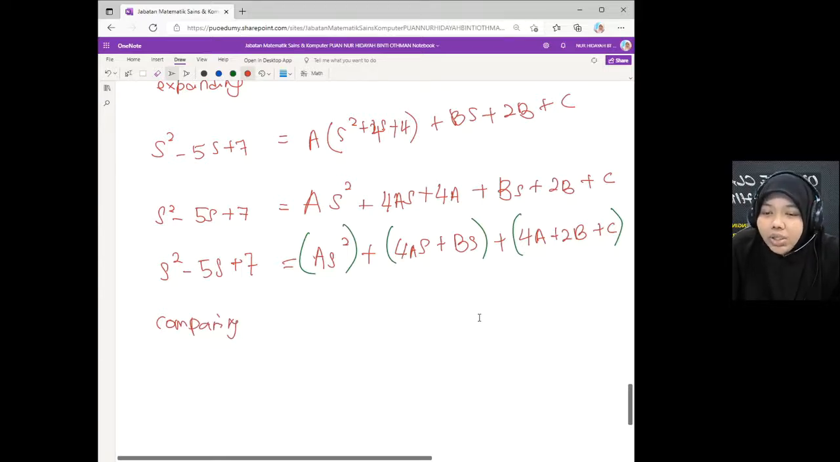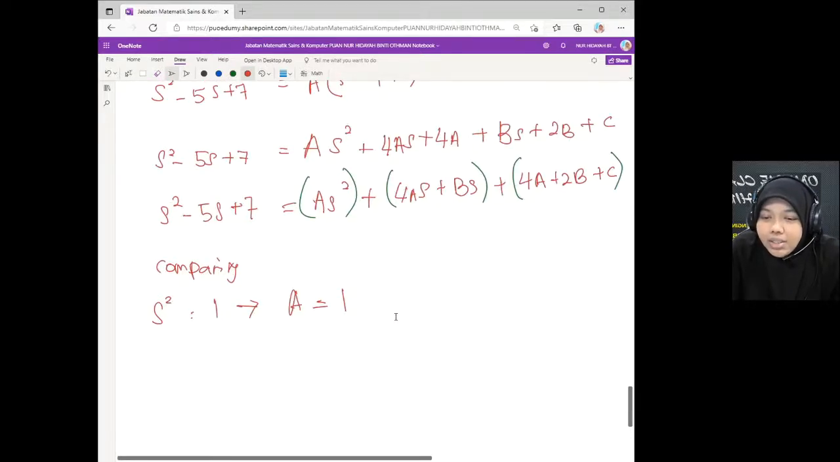So untuk s kuasa 2 coefficient dia adalah 1. Therefore a sama dengan 1. Okay, dah dapat. Untuk s, coefficient dia adalah negatif 5. Oleh itu, apa saja dengan s? 4a tambah b equals to negative 5.